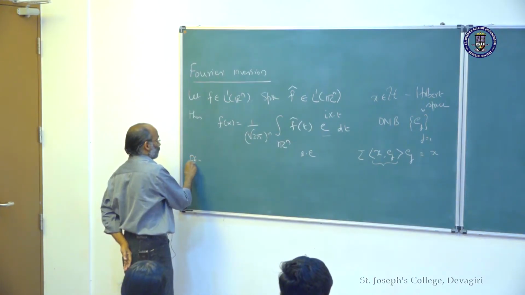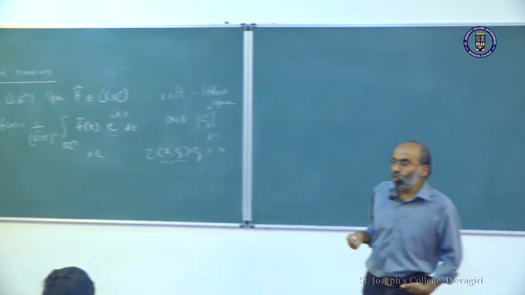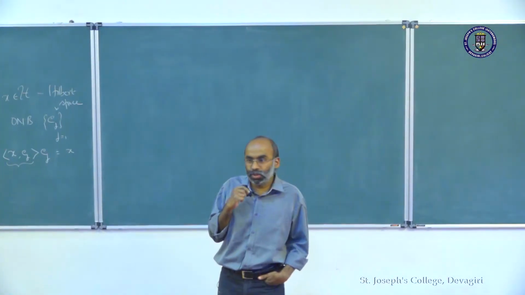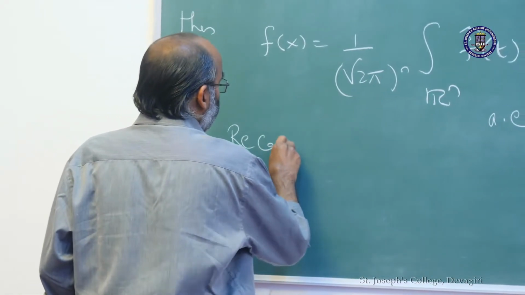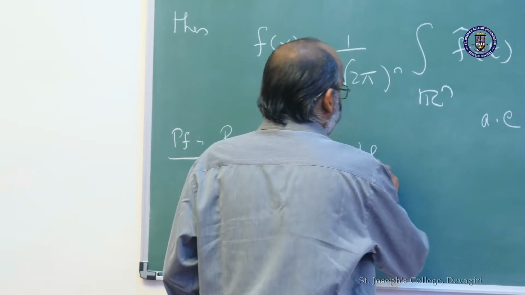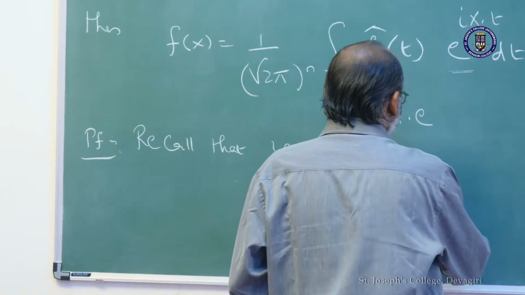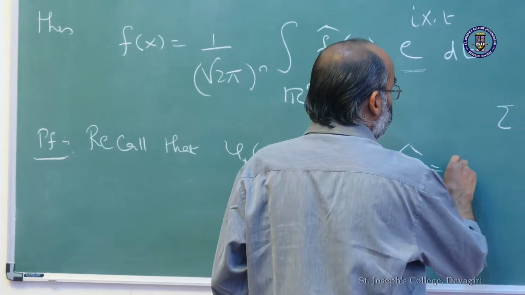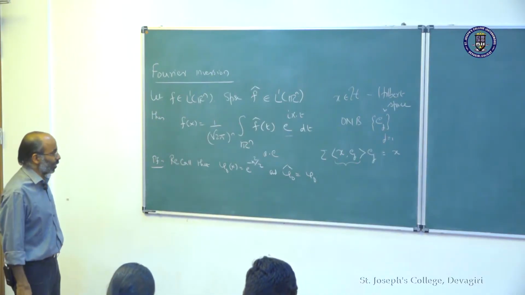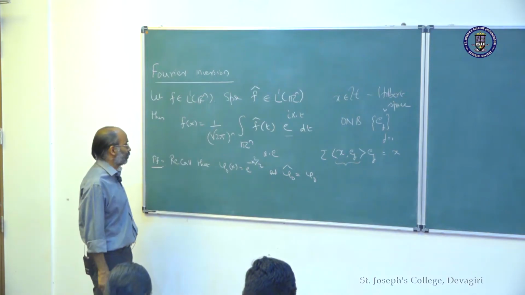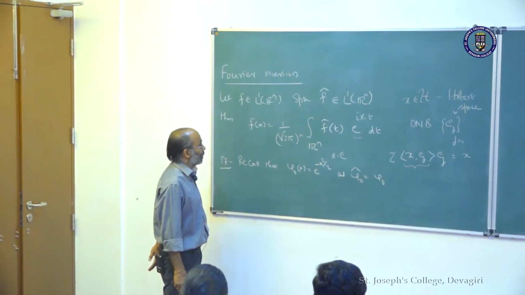So we'll prove this. The proof is not very difficult, and you already know one instance of the inversion, that is for the Gaussian. Okay, so recall that phi_0 of x is equal to e to the minus x squared by 2, and phi_0 hat, the Fourier transform, is phi_0 itself. So you know that phi_0 is an eigenfunction for the Fourier transform. So we'll use this.